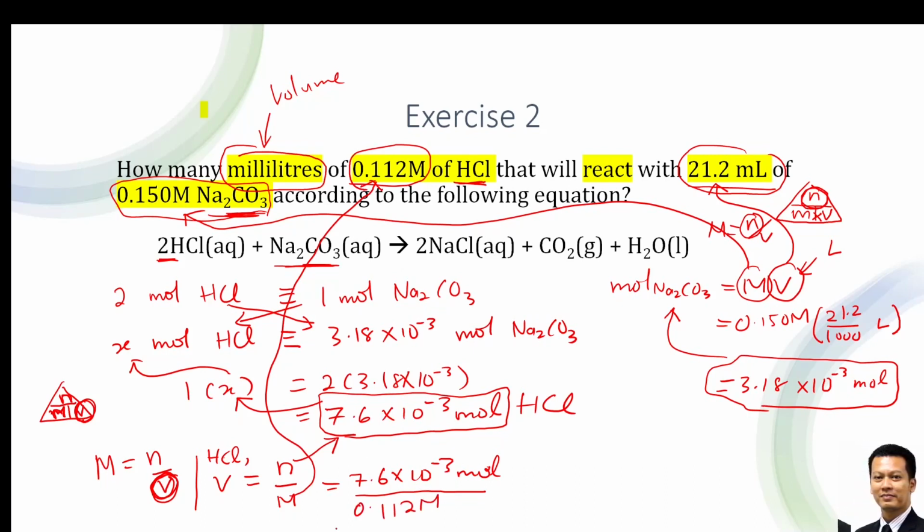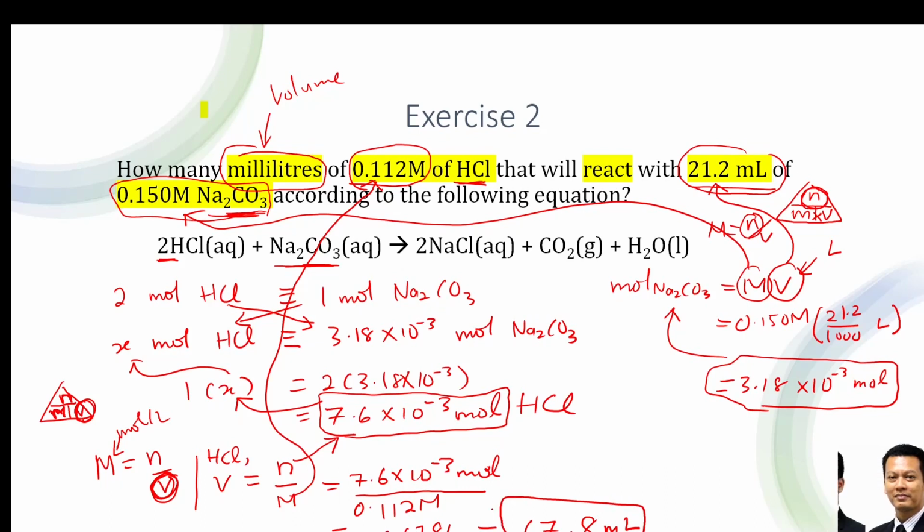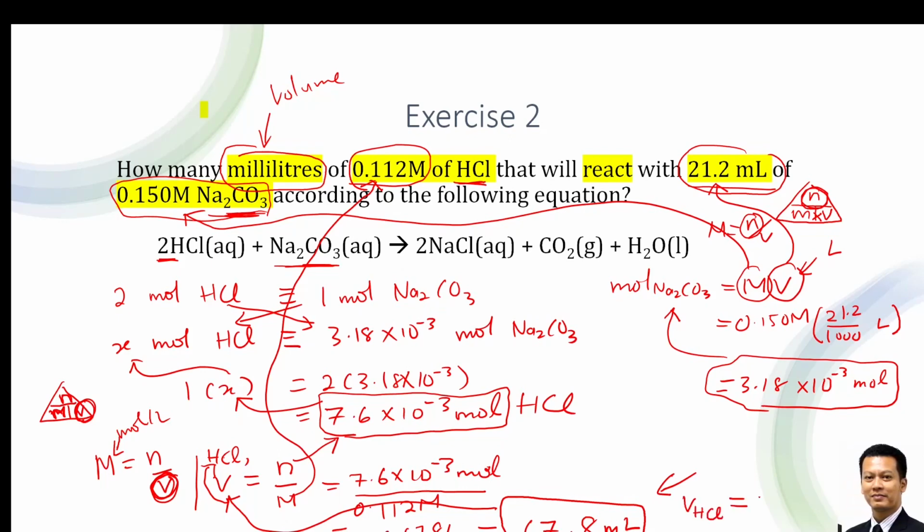0.112 molar. So you calculate using a calculator and the answer will come out 0.0678. Remember, this one is liter because molarity's unit is mole per liter. So I can change this into milliliter, 67.8 milliliter. And what is the volume that you calculate? It is the volume of HCl. So how many milliliters? Volume of HCl is equal to 67.8 milliliter. So this is your final answer.